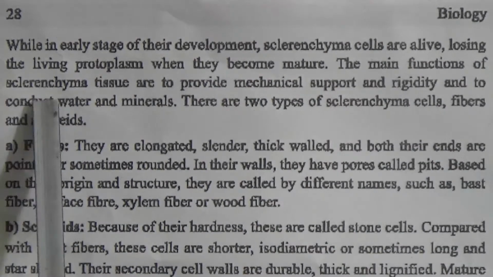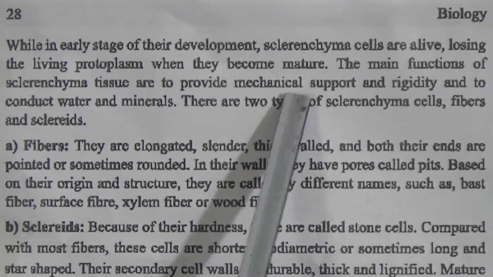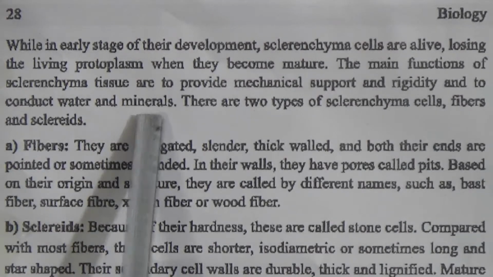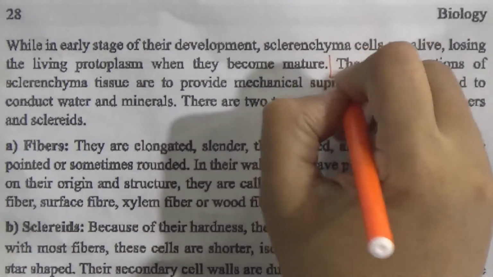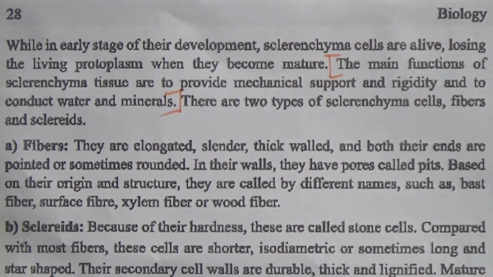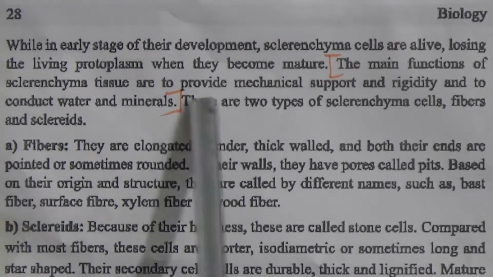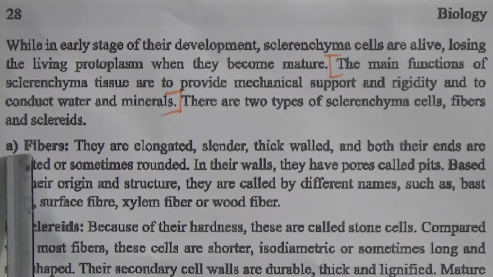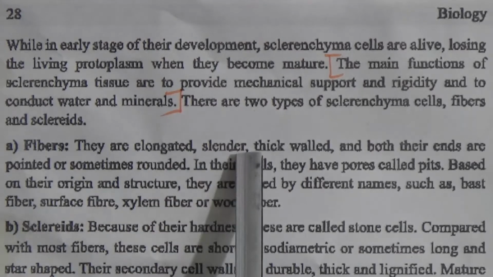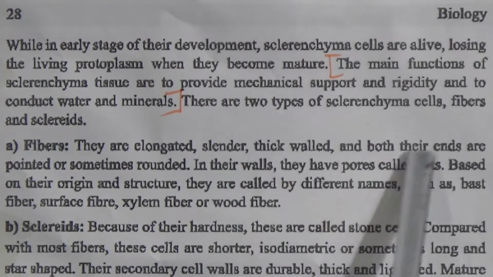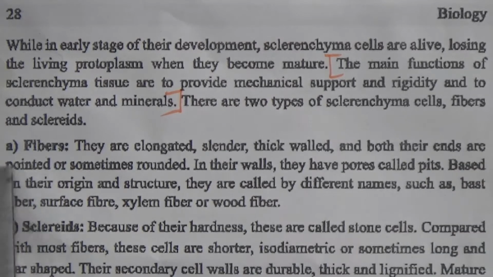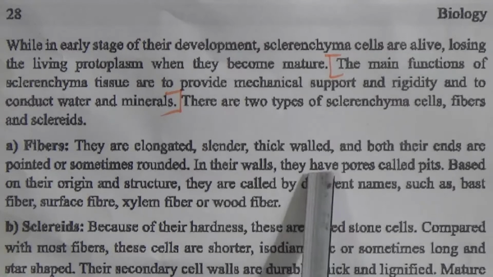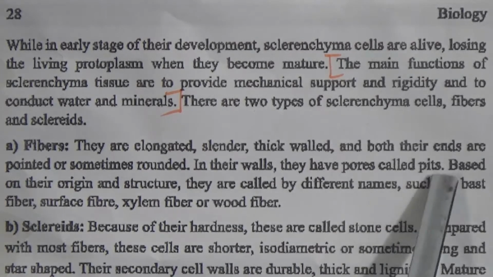The main functions of the sclerenchyma tissue are to provide mechanical support and rigidity, and to conduct water and minerals. This part is the main function of the sclerenchyma tissues. There are two types of sclerenchyma cells, fibers and sclereids. First one is fibers. They are elongated, slender, thick-walled, and both their ends are pointed or sometimes rounded. In their walls, they may have pores called pits.